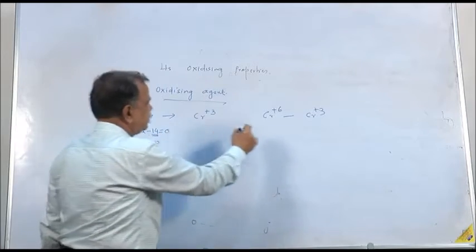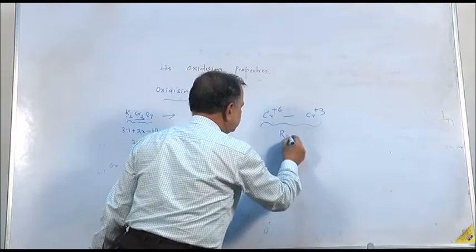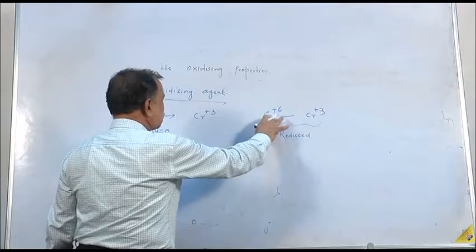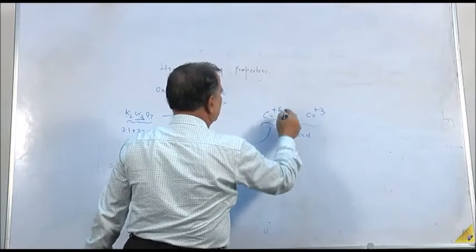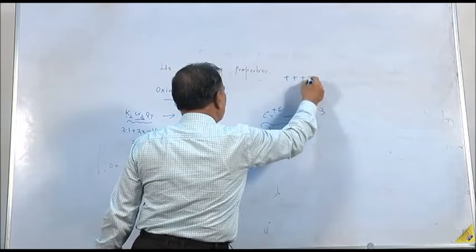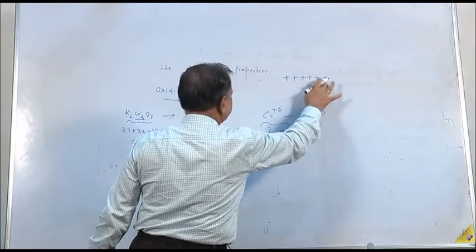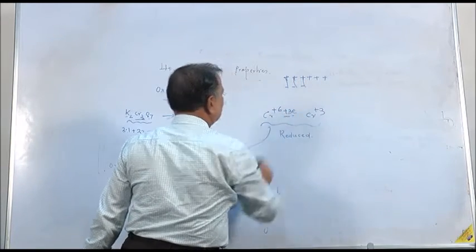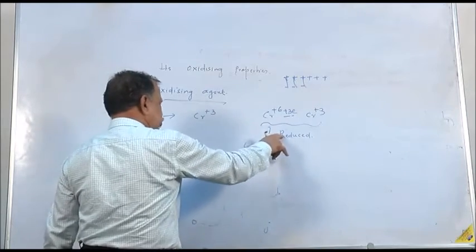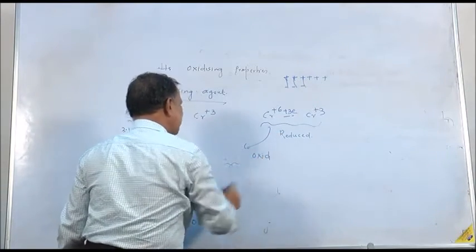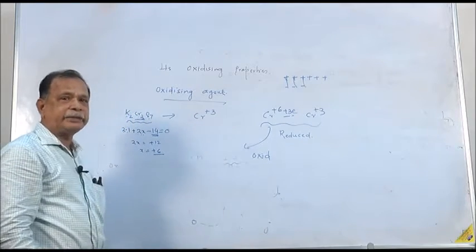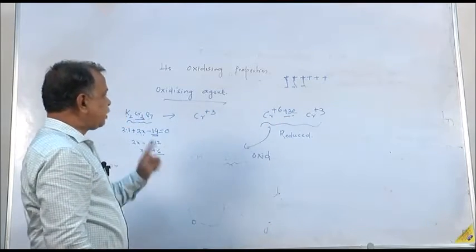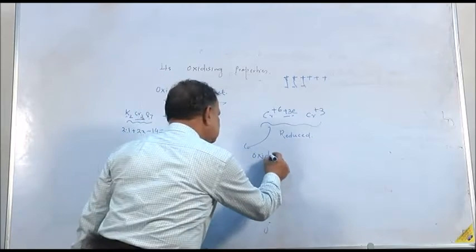Since it is itself reduced, is it a loss of electron or gain of electron? Let us find out. Plus 6 to plus 3. If we add 3 electrons, it cancels, so it will be plus 3. Gain of electron is reduction. Since it is itself reduced, it is an oxidizing agent. The question was asked, why does potassium dichromate act as an oxidizing agent? You prove that Cr plus 6 changed to Cr plus 3. It is itself reduced, hence it is an oxidizing agent.